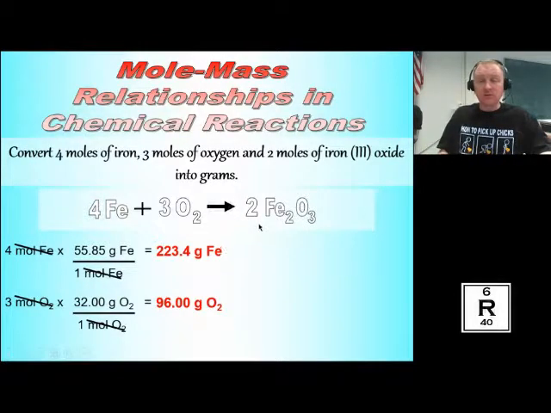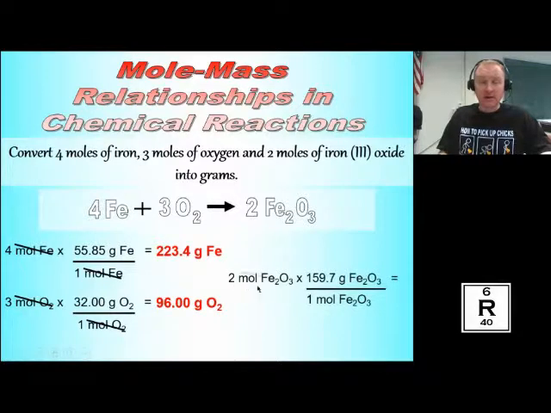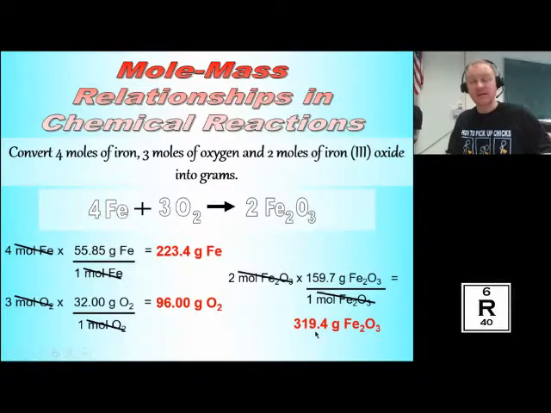Now let's do the last one here. 2 moles of iron 3 oxide. Let's convert 2 moles of iron 3 oxide into grams. So I've got 2 moles of iron 3 oxide, and the molar mass of iron 3 oxide is the sum of 2 irons plus 3 more oxygens, and that's how I got that 159.7. That would be if you sum up the molar mass of 2 irons and 3 oxygens. And we multiply this by 2, converting out, and I've got 319.4 grams. It would be the molar mass of 2 moles of iron 3 oxide.